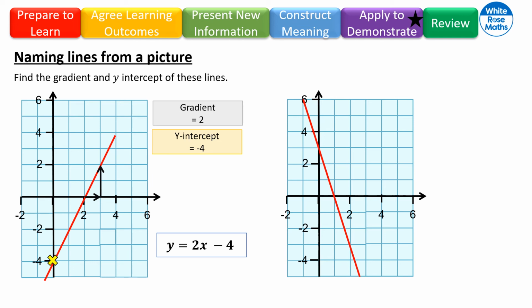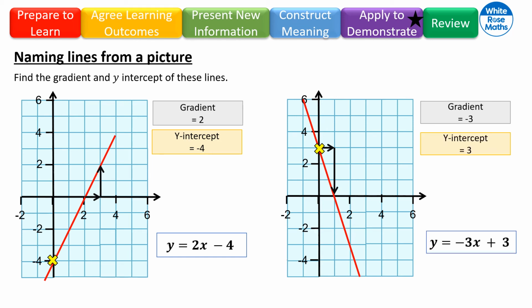For the next one, my gradient is 1 across, 3 down, but I've noticed that my line is going down, which means it's a negative gradient, -3. And my y-intercept is there, which is 3, so I've got y = -3x + 3.